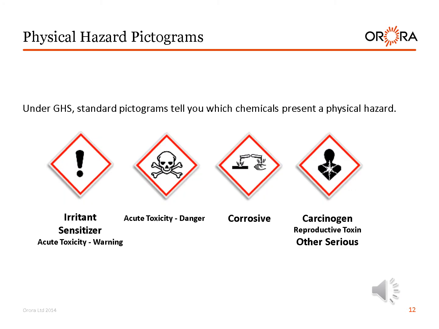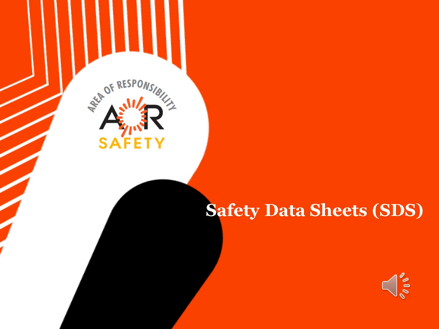Health hazard pictograms. Under GHS, standard pictograms tell you which chemicals present a health hazard. Here are some examples. Irritant, sensitizer, acute toxicity warning. Acute toxicity, danger. Corrosive. Carcinogen, reproductive toxin, other serious. Safety data sheets, SDS.